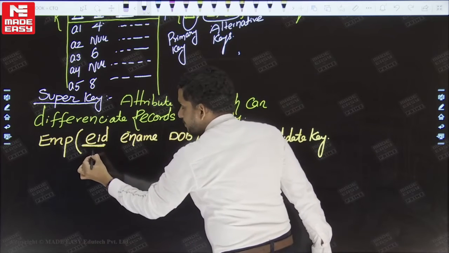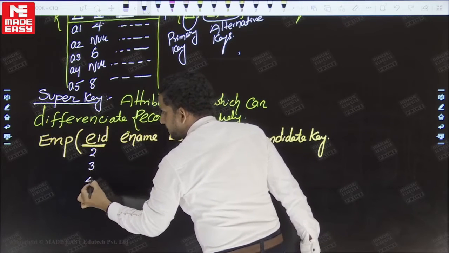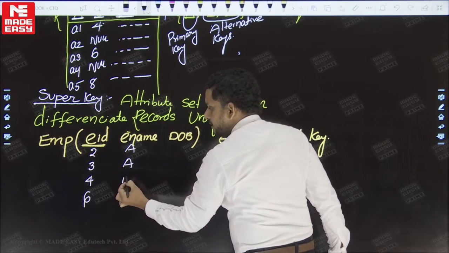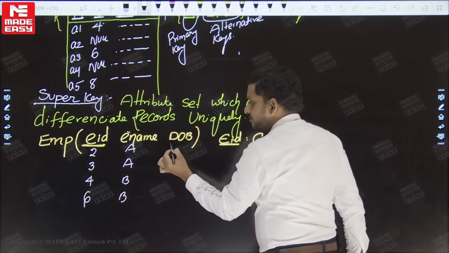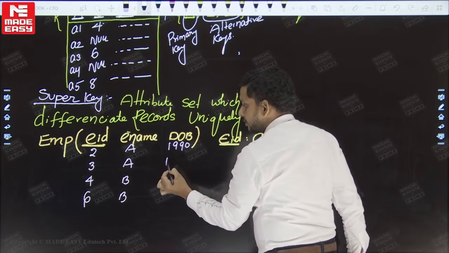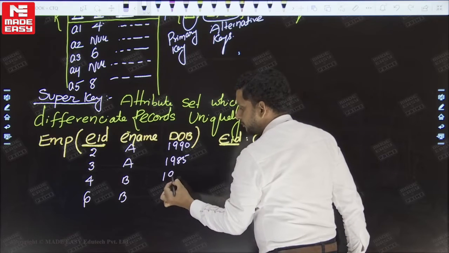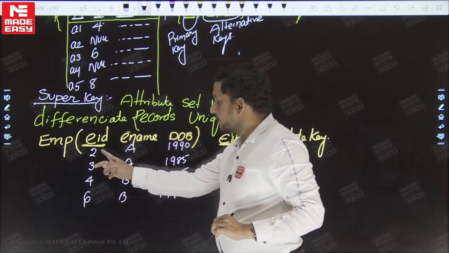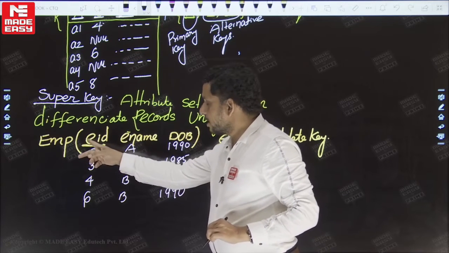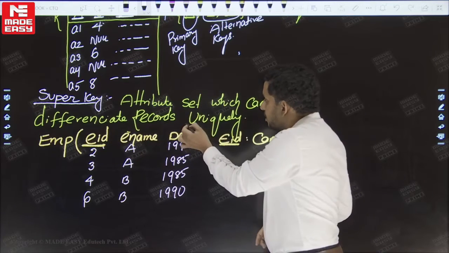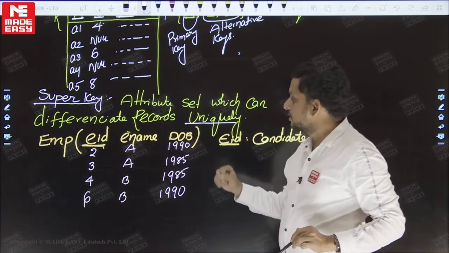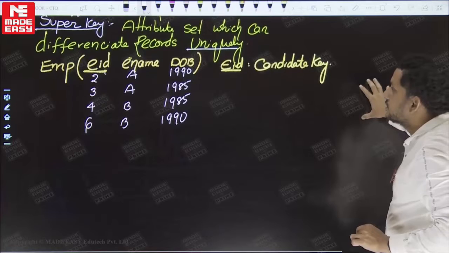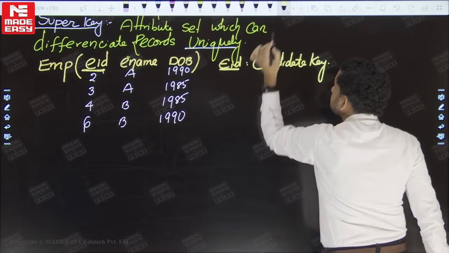So if EID is unique for all the records, assume some random e-names and some dates of birth. If EID itself is unique for all the records, EID combined with e-name is also unique for all the records, EID combined with date of birth is also unique for all the records, EID combined with e-name and date of birth is also unique for all the records. So these are the super keys of the relational schema.